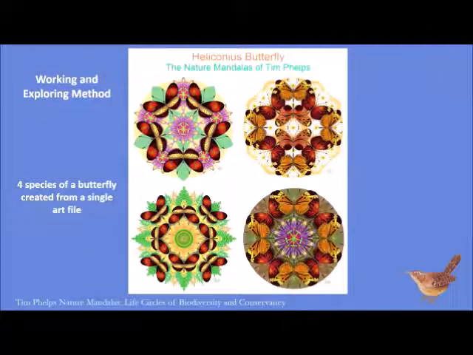So here are some Heliconius butterflies. And since the species are oftentimes only identifiable or different from one another because of a leg hair or pattern on a wing, I created the single butterfly and then made 4 species out of it.